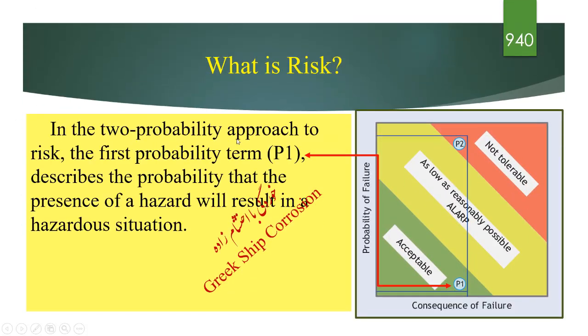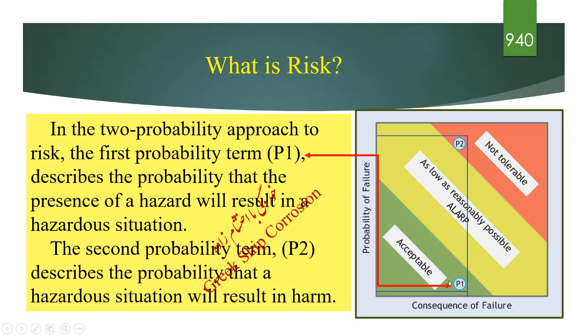In the two probability approach to risk, the first probability term, P1, describes the probability that the presence of a hazard will result in a hazardous situation. The second probability term, P2, describes the probability that a hazardous situation will result in harm.